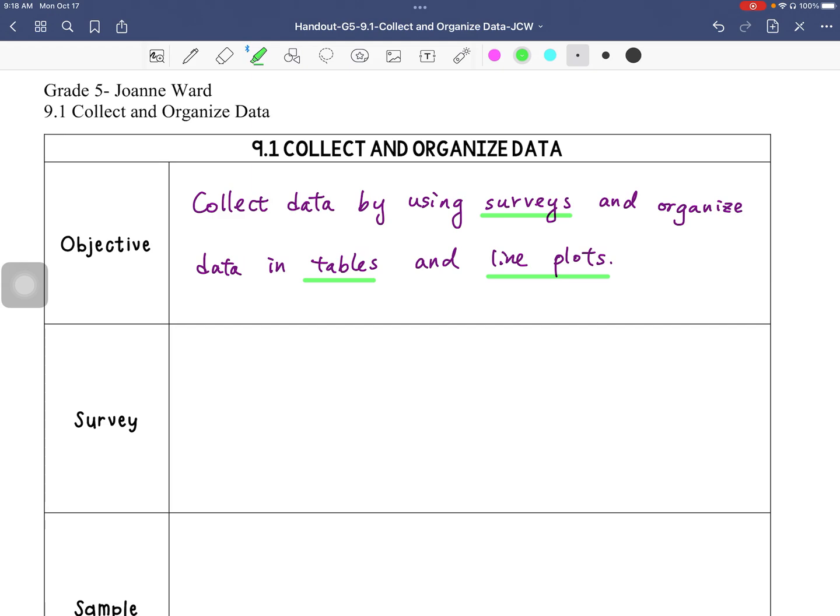So first of all, what is a survey? A survey is a method, like by inquiry or by asking, and then eventually we gather the information about a group. So a survey is a method to gather information about a group.